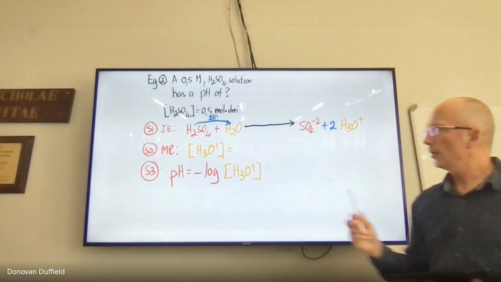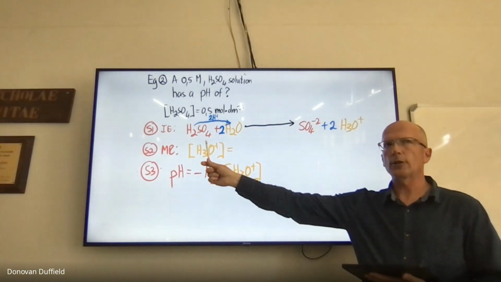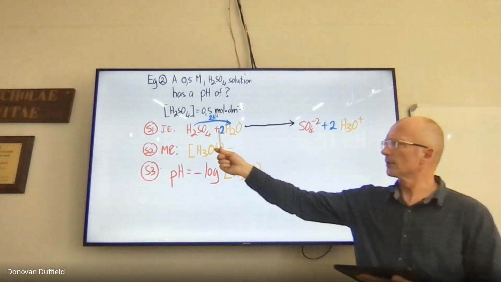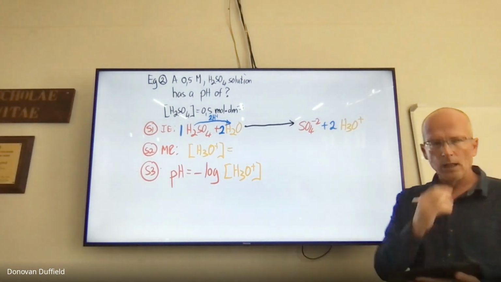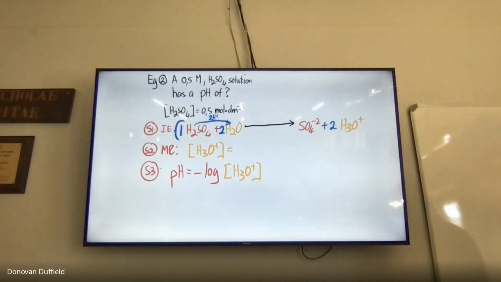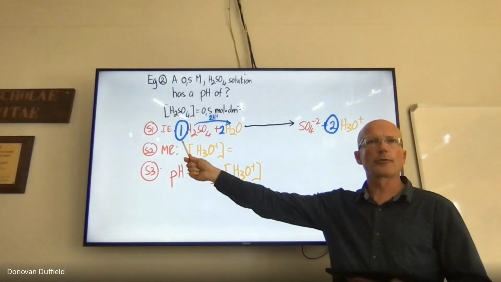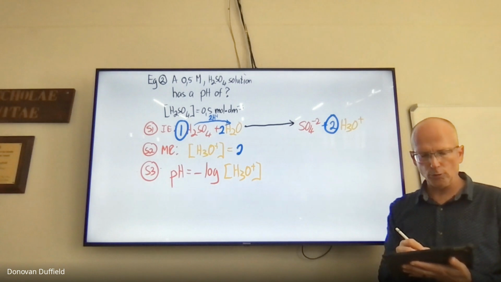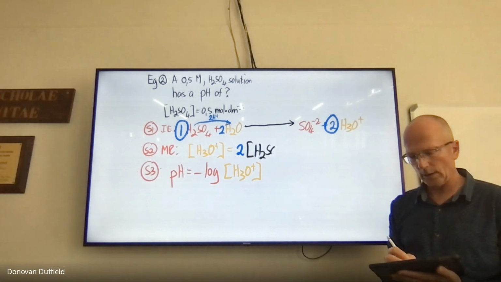We're going to need 2 water molecules. So H2SO4 donates 2 protons, we know in 2 successive steps. So you're going to need 2 water molecules, produces 2 hydronium ions. Can you see the molar ratio? For every 1 mole of H2SO4, how many moles of H3O plus do you produce? 2 moles. So this is going to be 2 times the concentration of H2SO4.